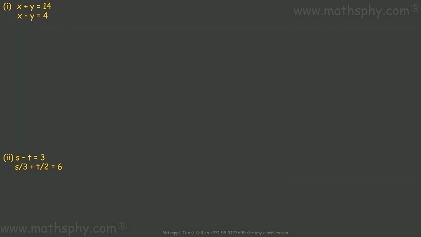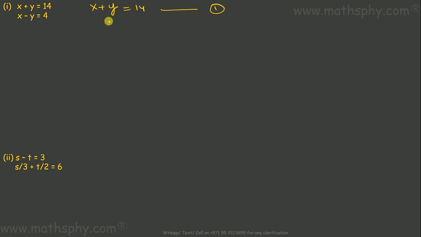Substitution method or replacement method means substituting the value of x or y from one equation into the second equation, or from the second equation into the first equation, to get the solution for x and y. In easy terms, I have x plus y as 14. This is my first equation.